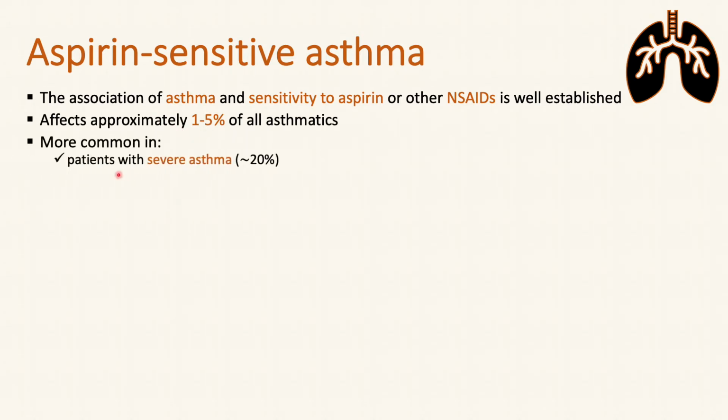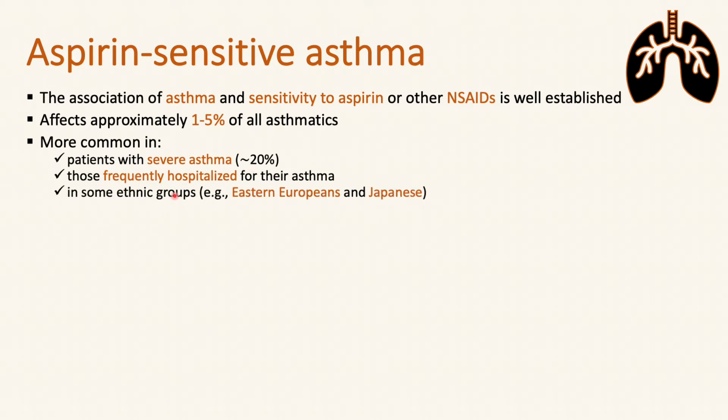It affects about 1 to 5% of asthmatics. And it's more common in patients with severe asthma. About 20% of severe asthma patients have aspirin-sensitive asthma. And also those with frequent hospitalization because of their asthma, and also in some ethnic groups like Eastern European population or Japanese population. So maybe there is some genetic element to it.